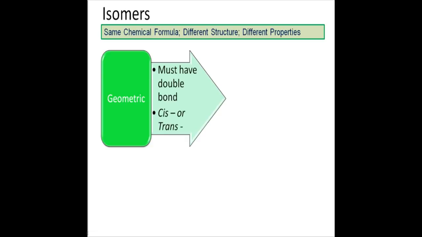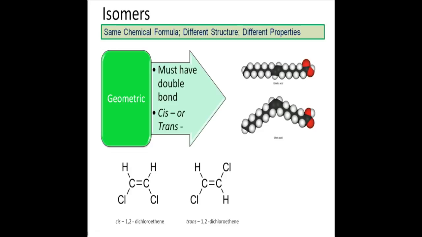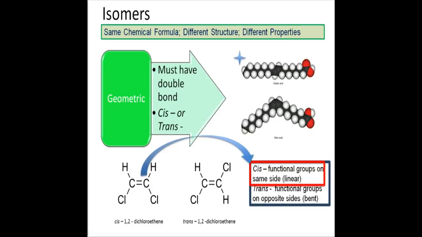There are also geometric isomers. Once again, these have the same chemical formula. However, we're going to see that this plays a huge role when we start talking about fatty acids. A cis functional group means that it's on the same side. So looking at the cis-1,2-dichloroethene, the chlorines are on the same side of the molecule. The double bond between the carbons cannot rotate. So the molecule is balanced out, it's linear.